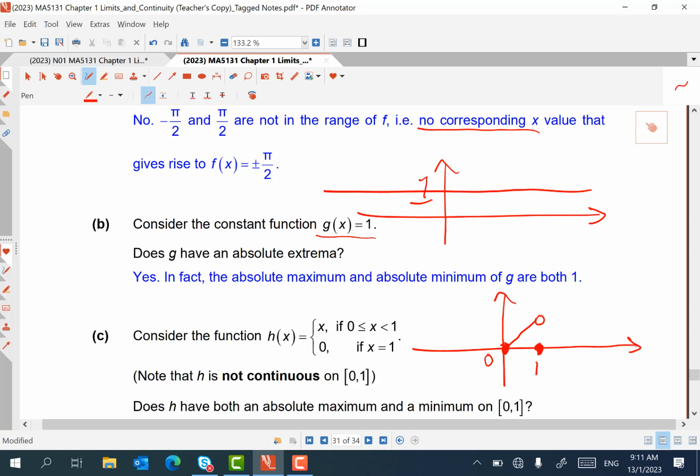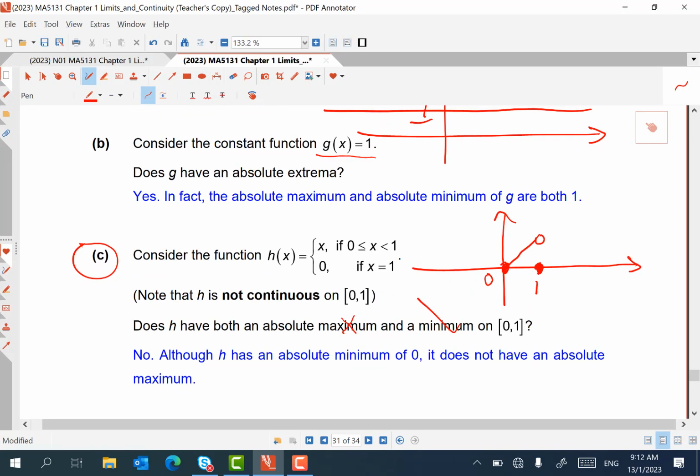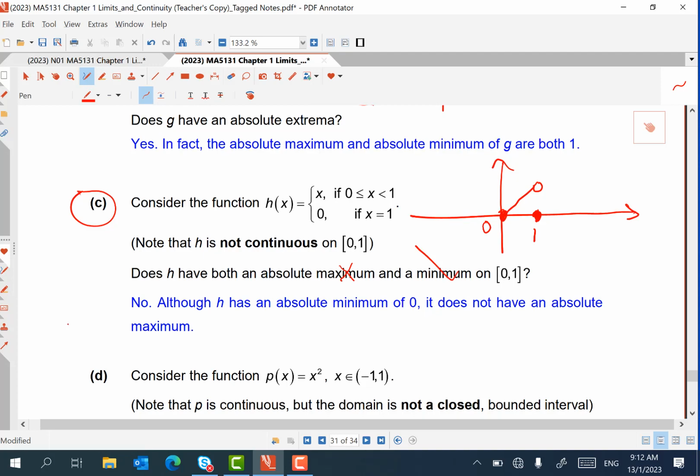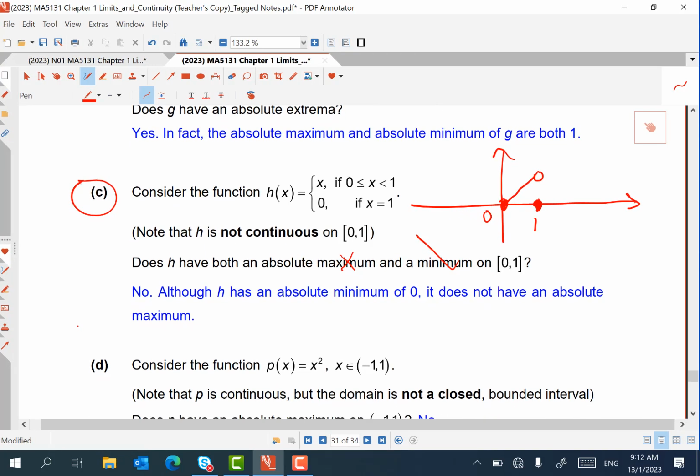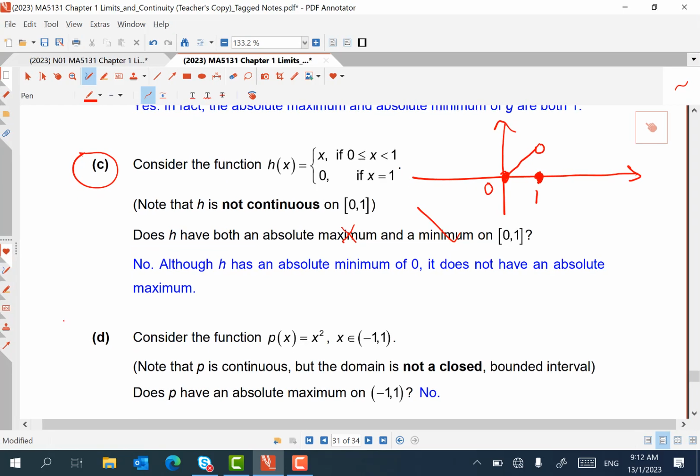Okay, let's hear from Aiden. Aiden, does it have an absolute maximum? For part C, it does not have an absolute maximum, but it has an absolute minimum. Yes. And the absolute minimum is 0. Right. Okay, the next one. Oops, the answer is there. Okay, I let the cat out of the bag.